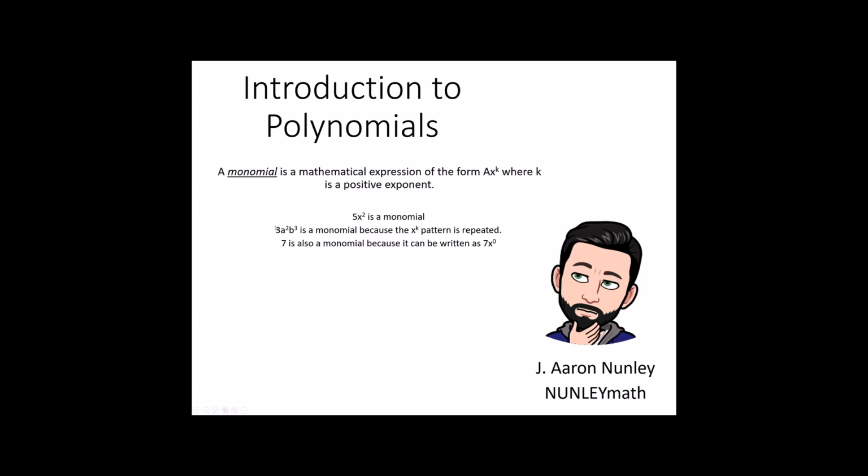We would consider 3a squared b cubed to be a monomial because it does have the 3 in the a position. It does have a variable to a positive exponent, and there's a second variable to a positive exponent as well. That x to the k pattern, that variable to an exponent, can be repeated as often as we want as long as this is just one long string of multiplication. Lastly, we also consider constants like the number 7 to be a monomial because it can be written in the form 7x to the 0 power.